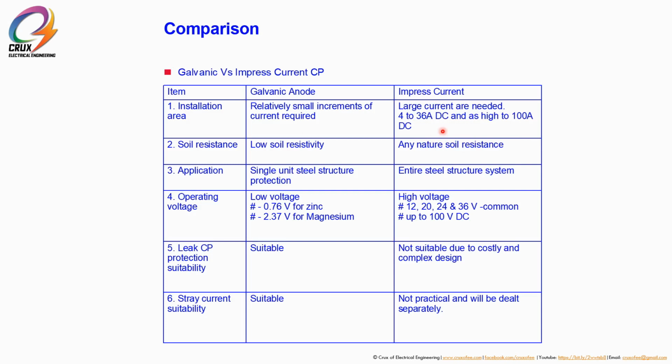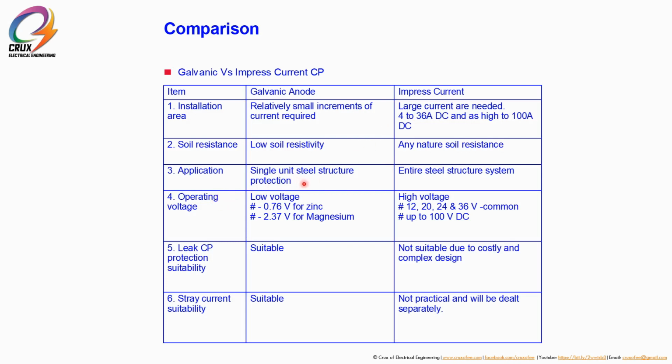Okay. Alright, soil resistance. Galvanic anode is normally used for those in low soil resistivity. Whereas for impressed current, you can use it anywhere because you control the output of the DC rectifier. Can be 30 volts, 50 volts, you can make it as cathodic as you want.